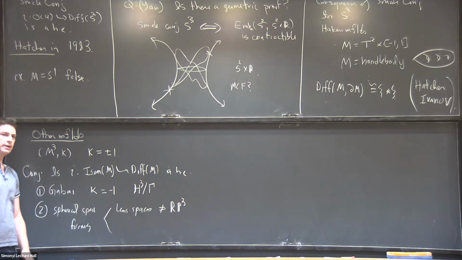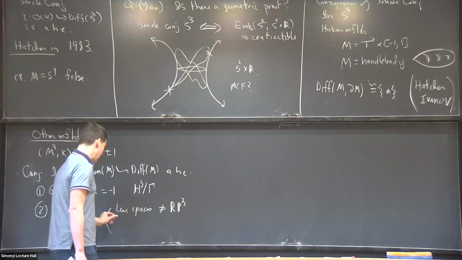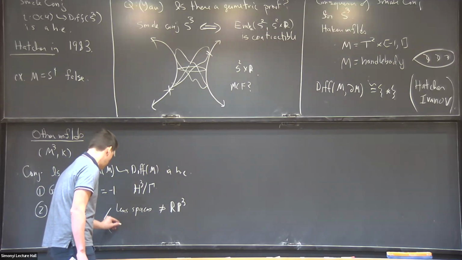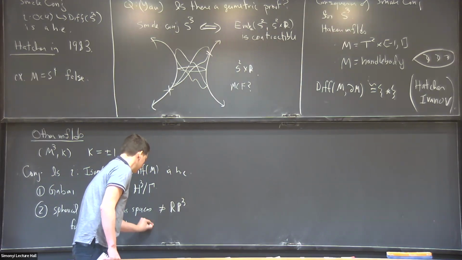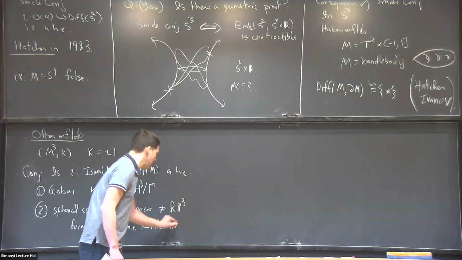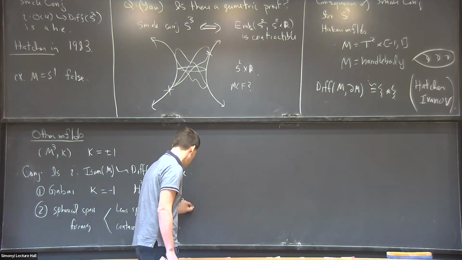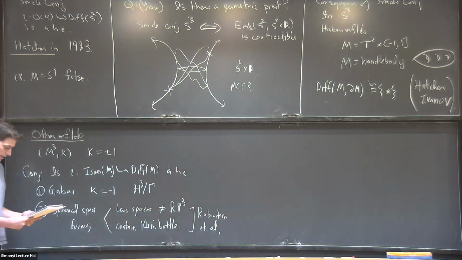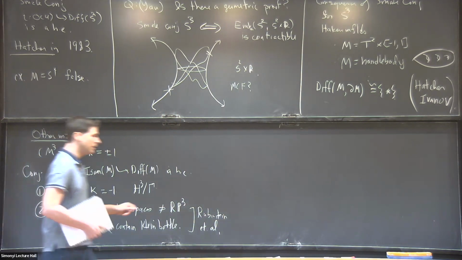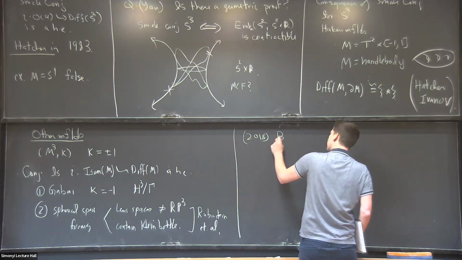So somehow RP3 is most similar to S3. I'll explain in a second. And it was also known for the ones that contain a Klein bottle. This is some geometrically incompressible Klein bottle, and it somehow allows you to reduce to this Haken case. I won't say much about it. And this was done by a bunch of authors, Rubinstein, and others.